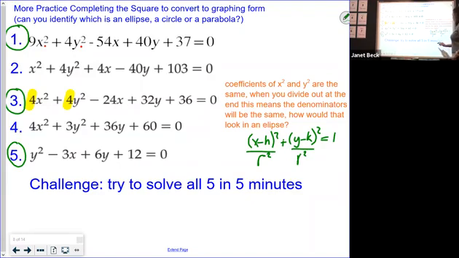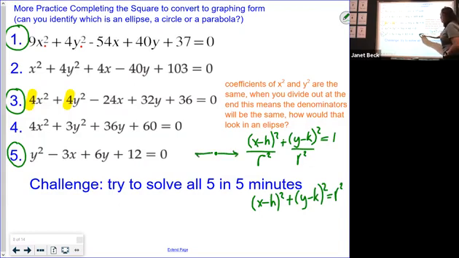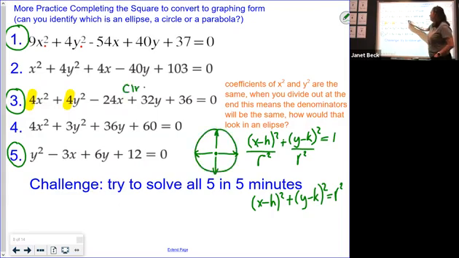If you multiply both sides by r squared, you've got x minus h squared plus y minus k squared equals r squared, which is a circle. And if you think about graphing this, if your center is your hk point, you're going square root of r squared, you're going r, left and right, r, up and down. This is going to be a circle.